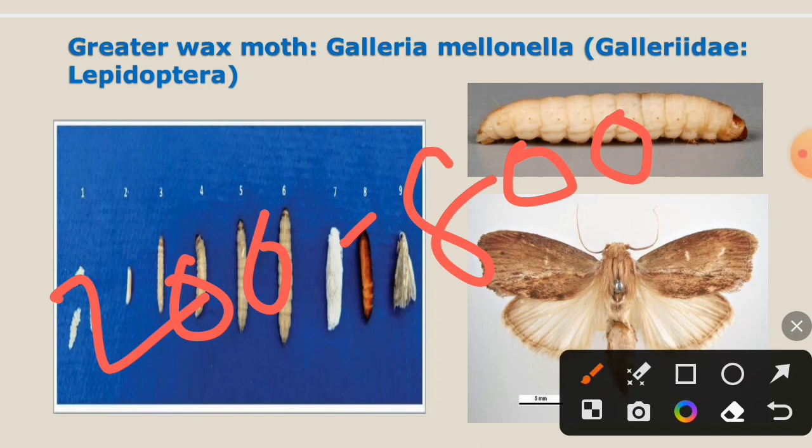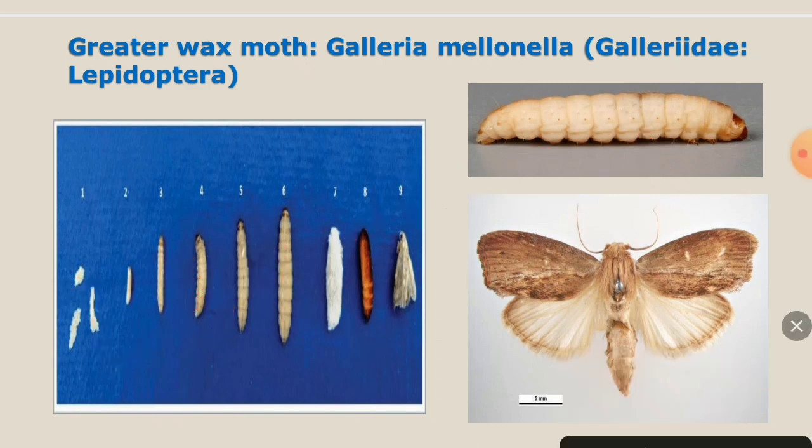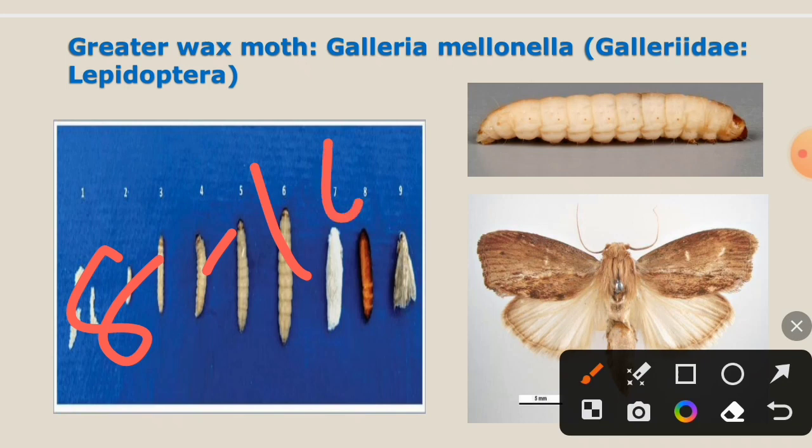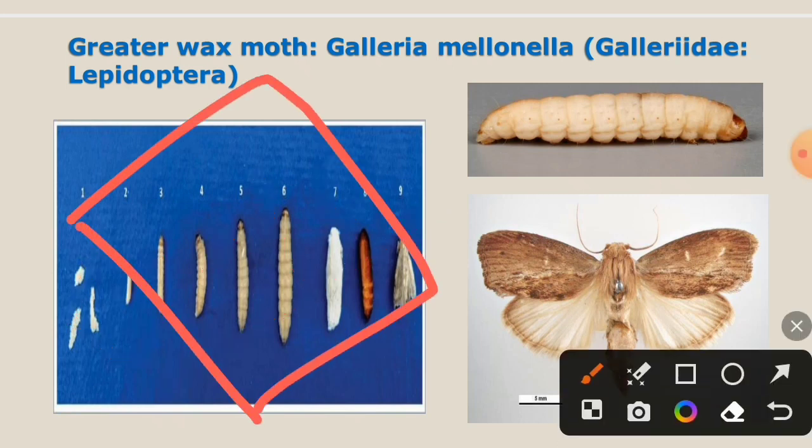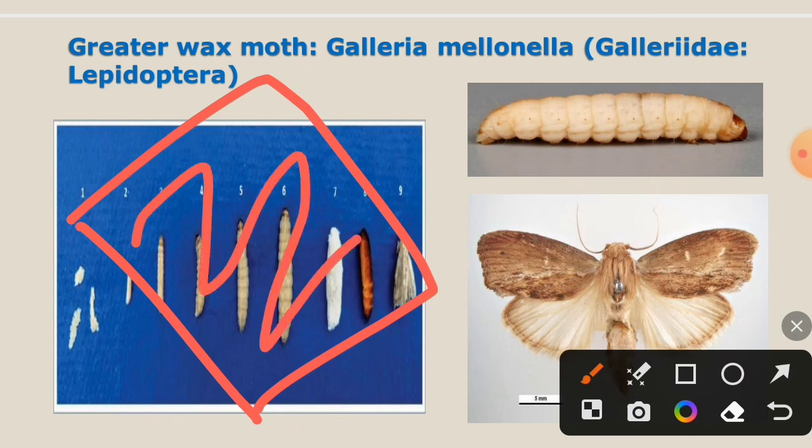In such places it will lay 200 to 800 eggs, and as I have told you, it will take nearly 8 to 10 days for hatching. As soon as the first instar larva emerges, it starts tunneling. Imagine this is a comb, this is a comb frame. So it starts tunneling inside in a zigzag manner, and when it tunnels inside, in the hollow space which is created, it will form silken galleries, and it will even leave its excreta behind.